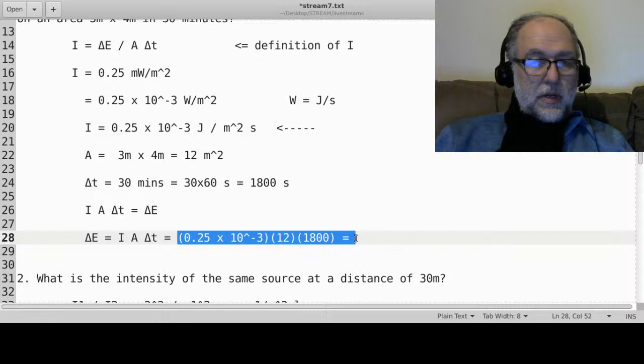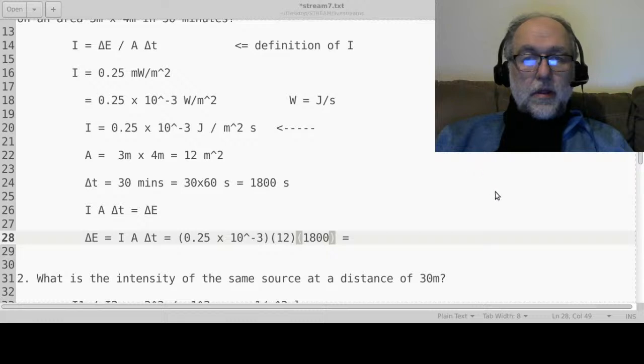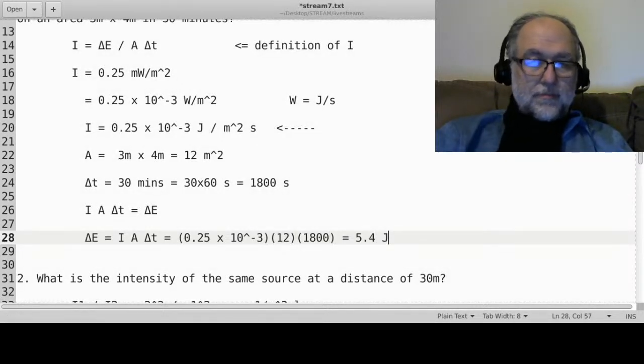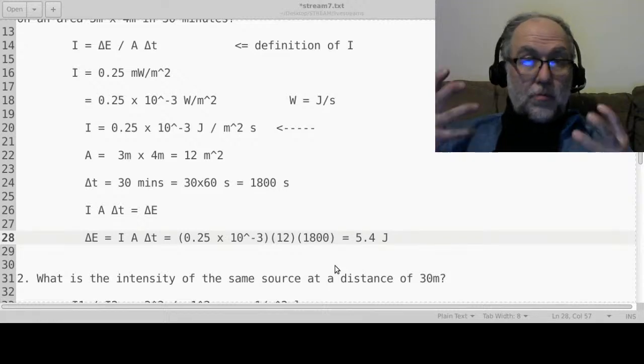And let me work that out for you. .4 joules. Okay, there you go. So that's it. And it's really not much deeper than that. It's more or less getting in your mind what the definition of intensity is.